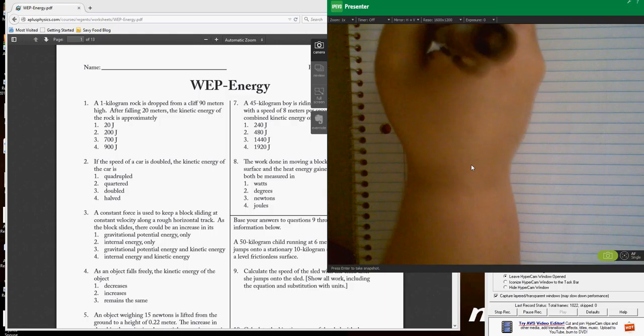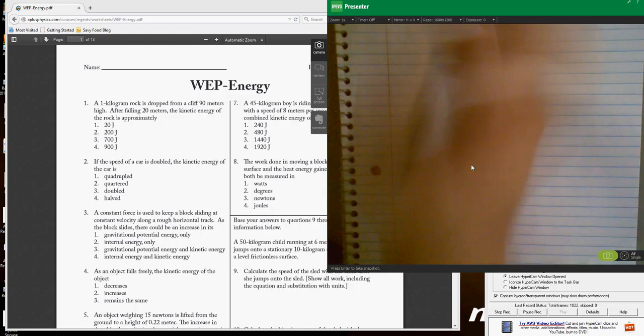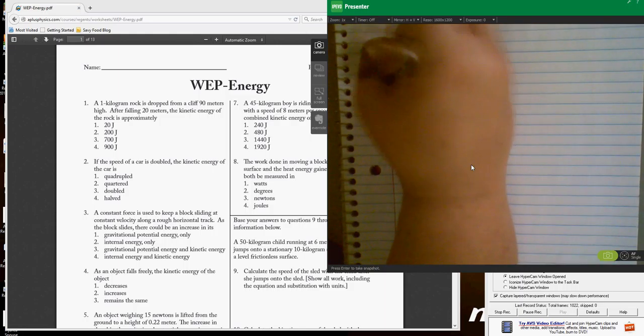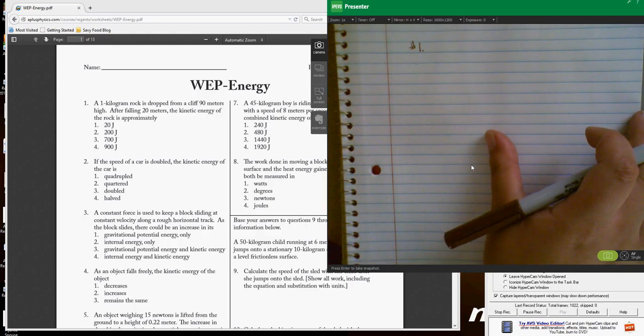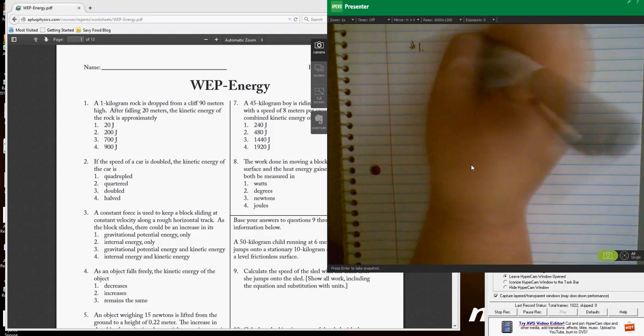There are a lot of questions in energy, because energy is going to be one of those common things you're going to see often on your test, along with the kinematics. Question 1 is actually kind of tricky. You got to be a little careful, and you have to be able to understand conservation of energy.